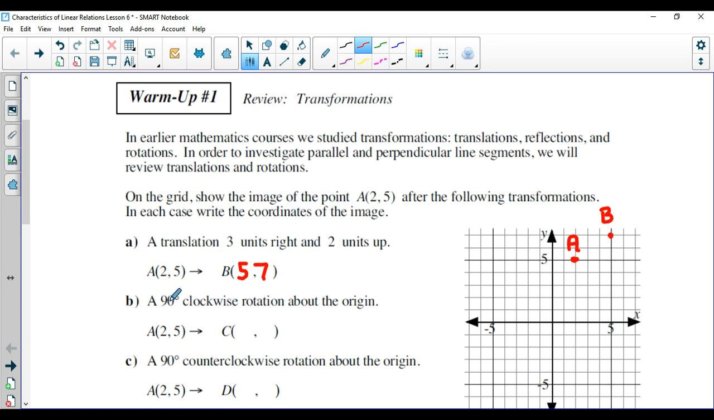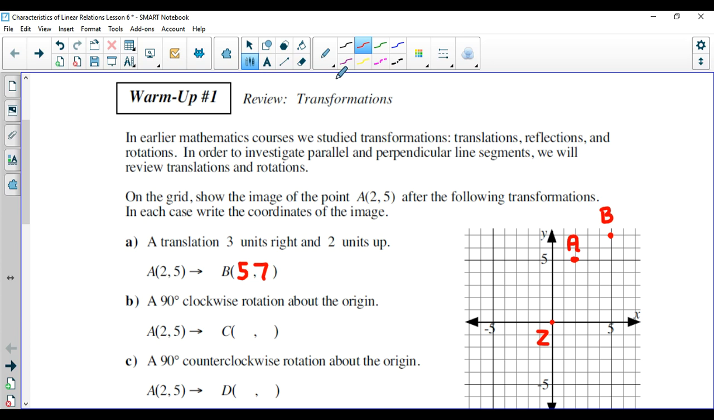So what we want to do is we want to take this guy and we want to rotate it 90 degrees clockwise about the origin. Okay, so I'm going to label another point at the origin, which I'm going to call point Z. Point Z is what we call the center of rotation. So we're going to rotate point A about that point, and we're going to do it by 90 degrees.